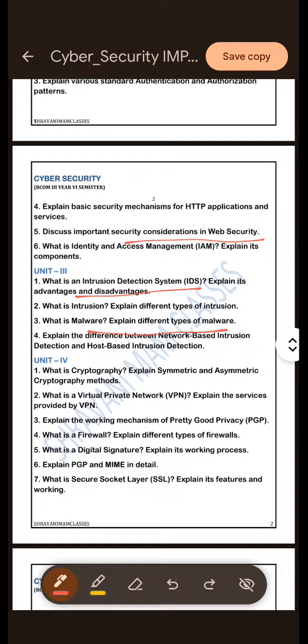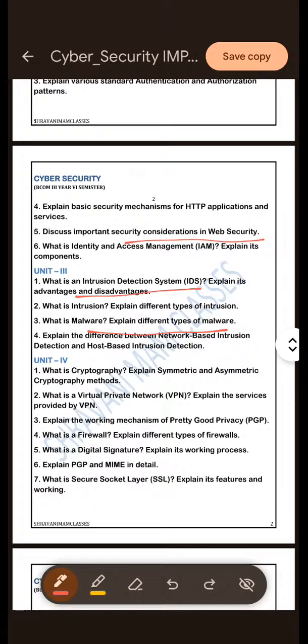Okay, and how does it spread? It spreads through emails. It can also spread through downloads or infected devices. Okay, this is malware and the different types of malware. And next, explain the differences between network based intrusion detection and host based intrusion detection system. This is also a very important question from the third unit.